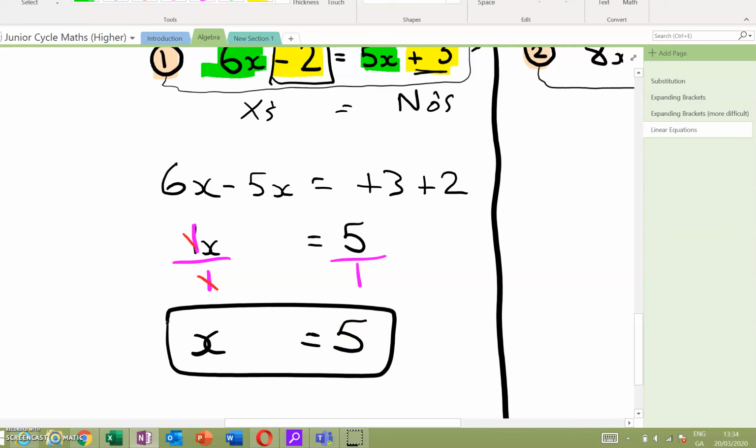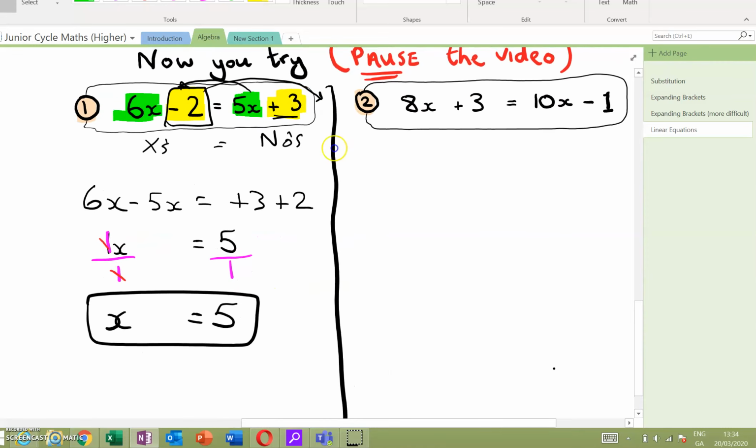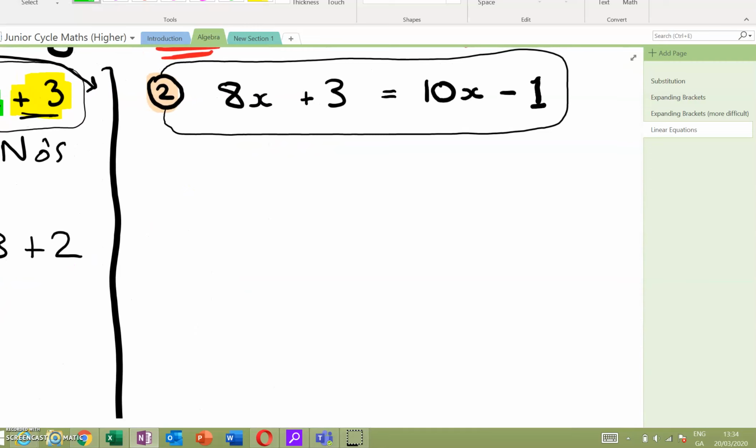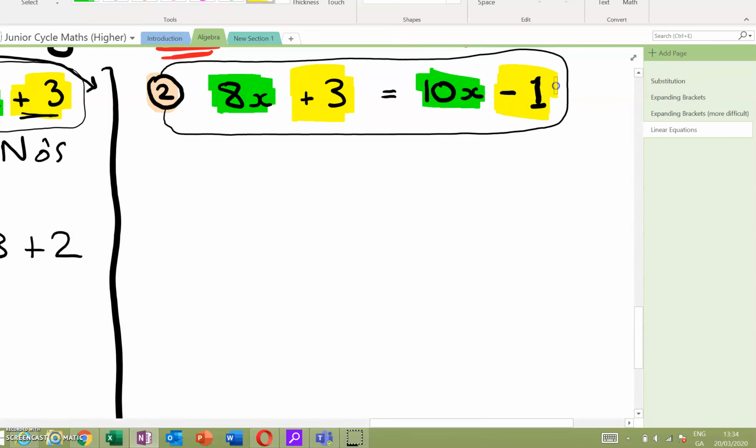How did you get on with that one? Did you get it right? If so, really well done. Now on to the second one. Let's see how we do here. The x's, let's highlight them in green. The numbers, let's highlight them in yellow, or whatever 2 colours you have. It doesn't have to be green and yellow.